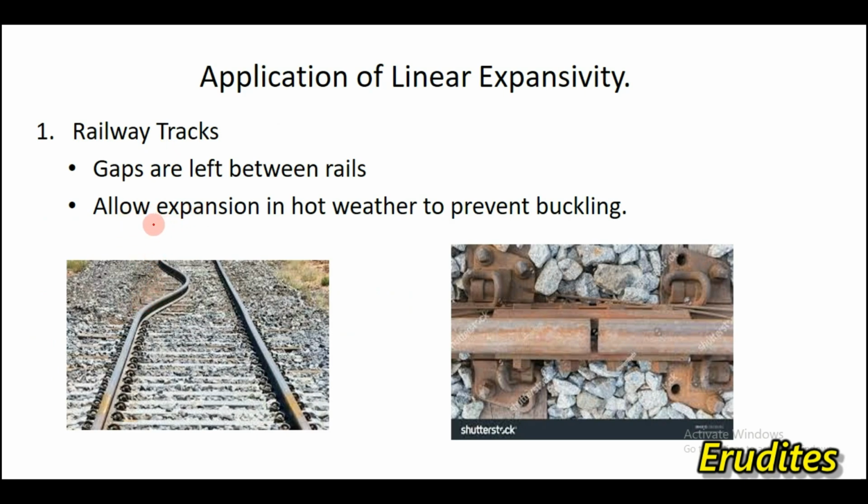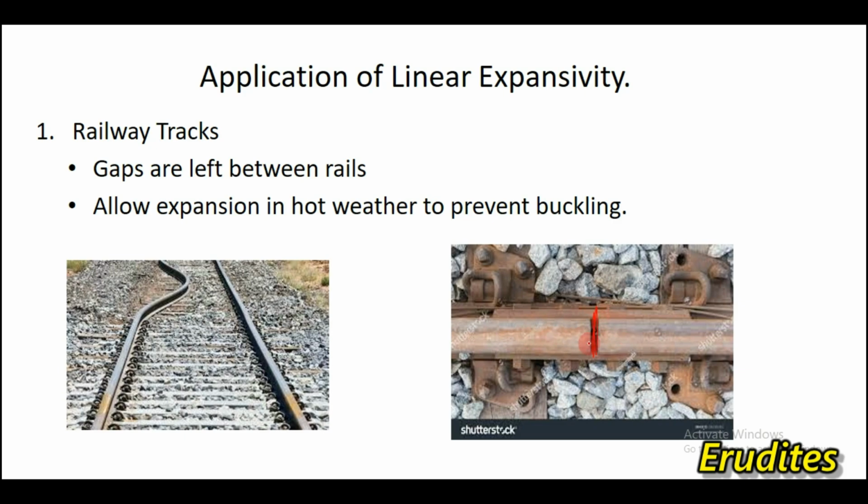The very first one is railway tracks. The knowledge of linear expansivity is applied in construction of railway tracks. So what is it about? During the construction of railway tracks, gaps are left between rails. If you look at this, you will see this gap here. This is the extension gap that is left between one rail and the other.